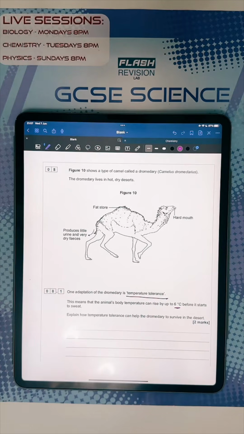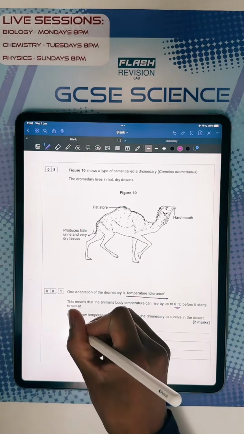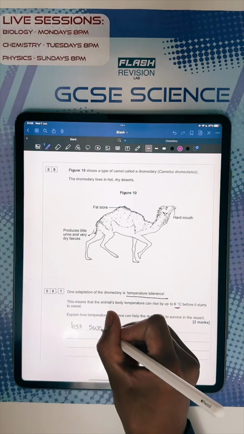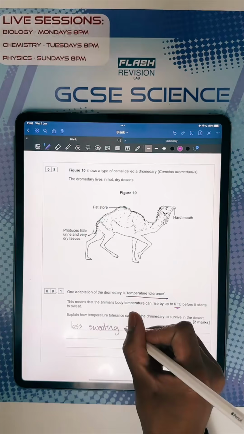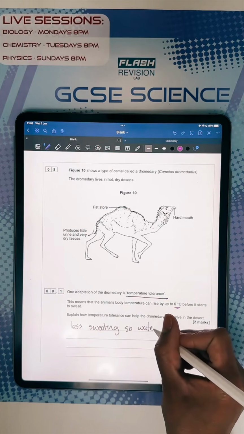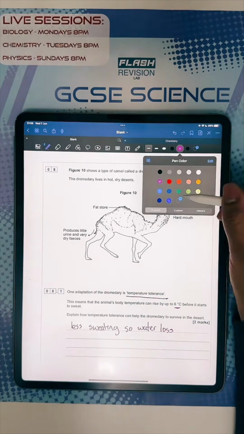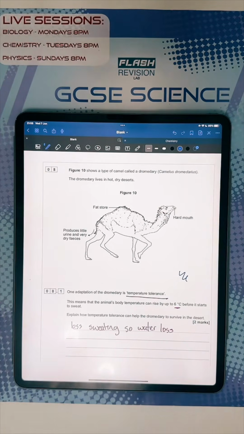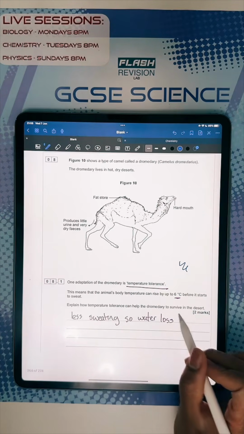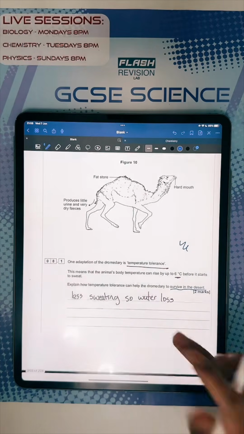Yep. Less sweating, so less water loss. So less water loss. That's only 1 mark actually. So what's the second mark for? Not long lashes. No. Can I change pen color? Yes. Yeah, because there's not much water in the desert. Yeah, because it's surviving in the desert, right? So it's a bit stating the obvious.